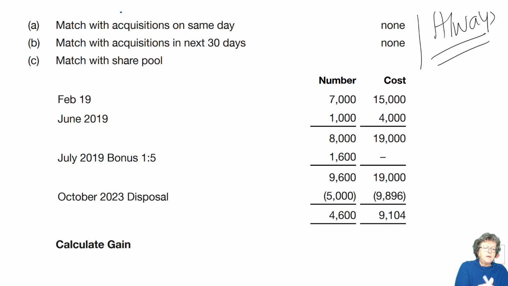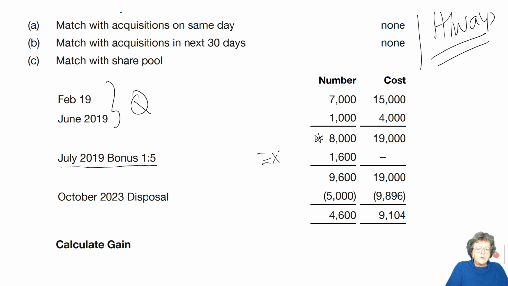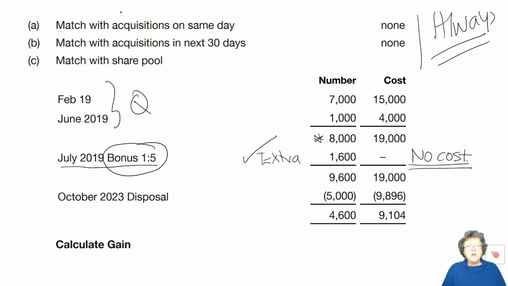Okay, those two came from the question. Now that came from the question too. Bonus issue 1 for 5. So 8,000 shares we owned. 1 for 5 means we get an extra 1,600 shares. No cost. Again, dealing with that, you've read the question carefully, that you've done the maths, and you know there is no cost. That will get you an extra mark.